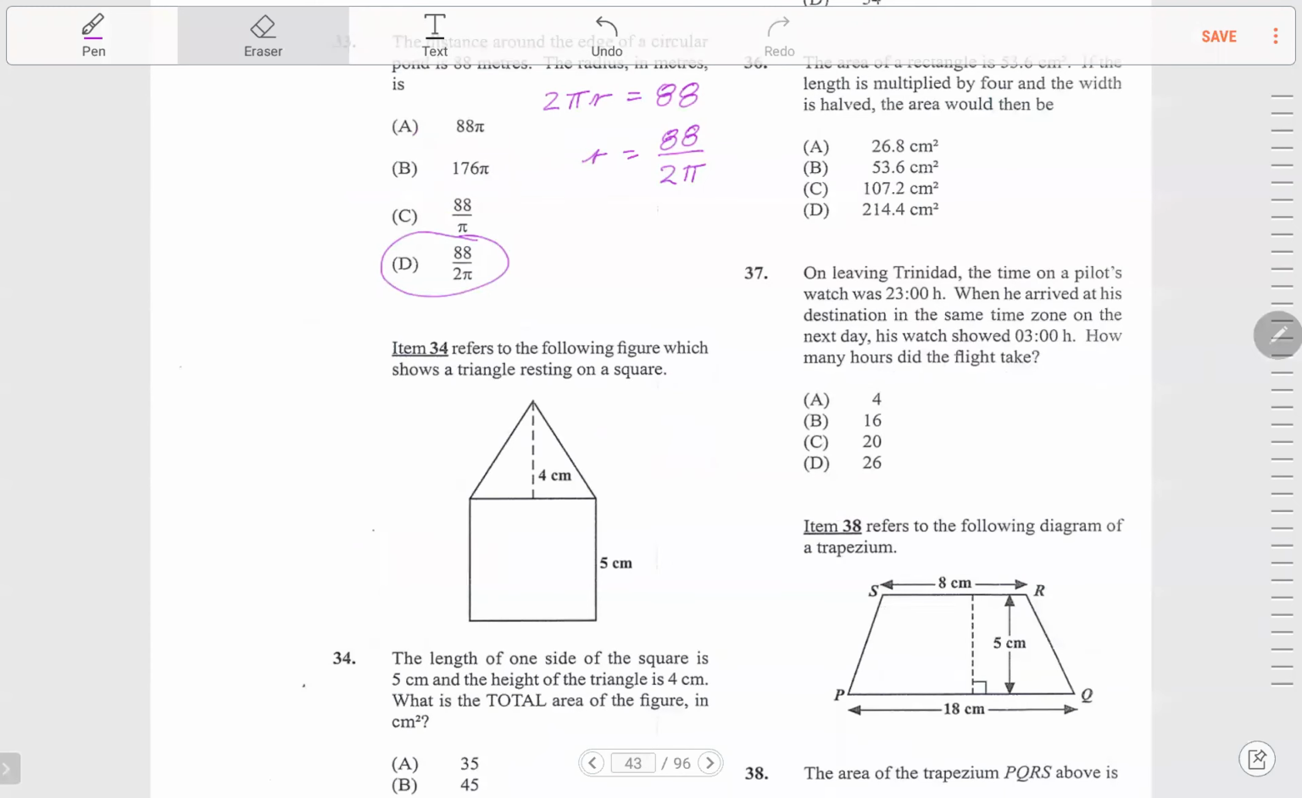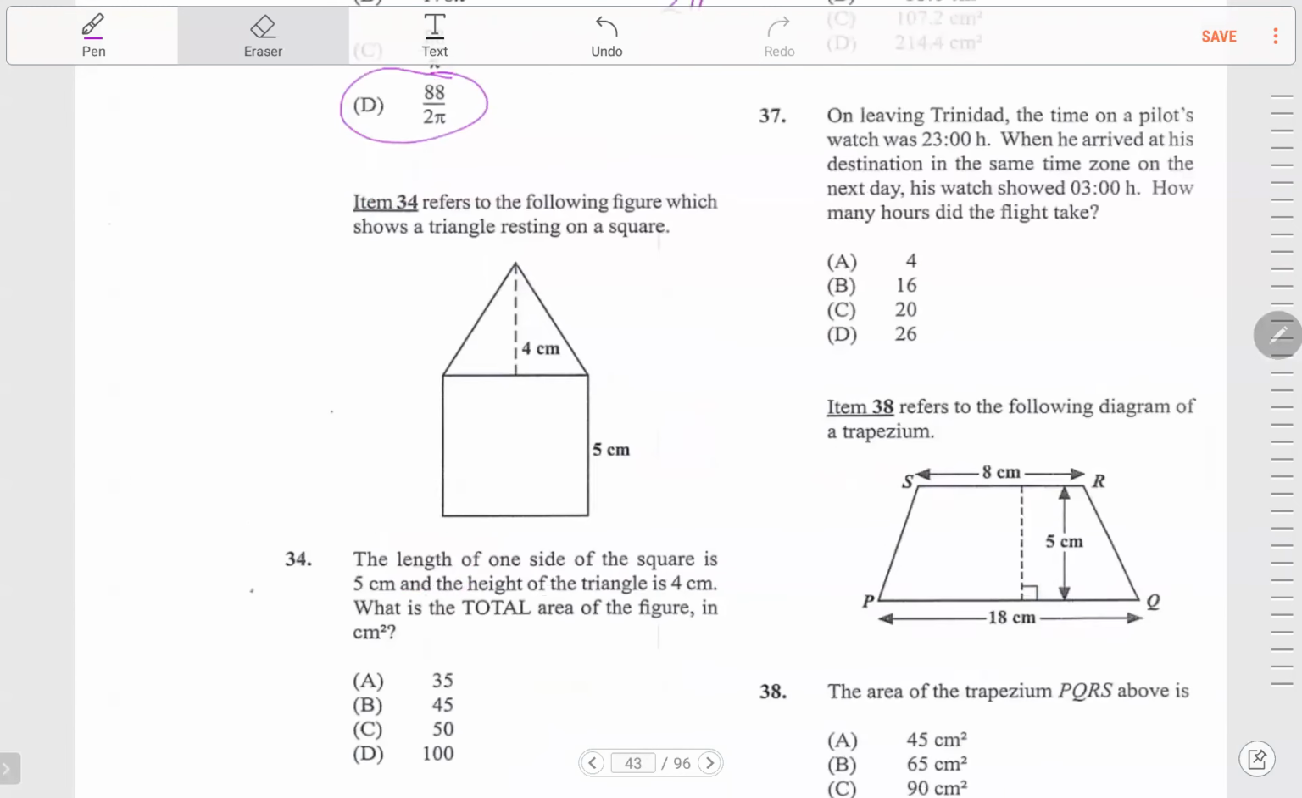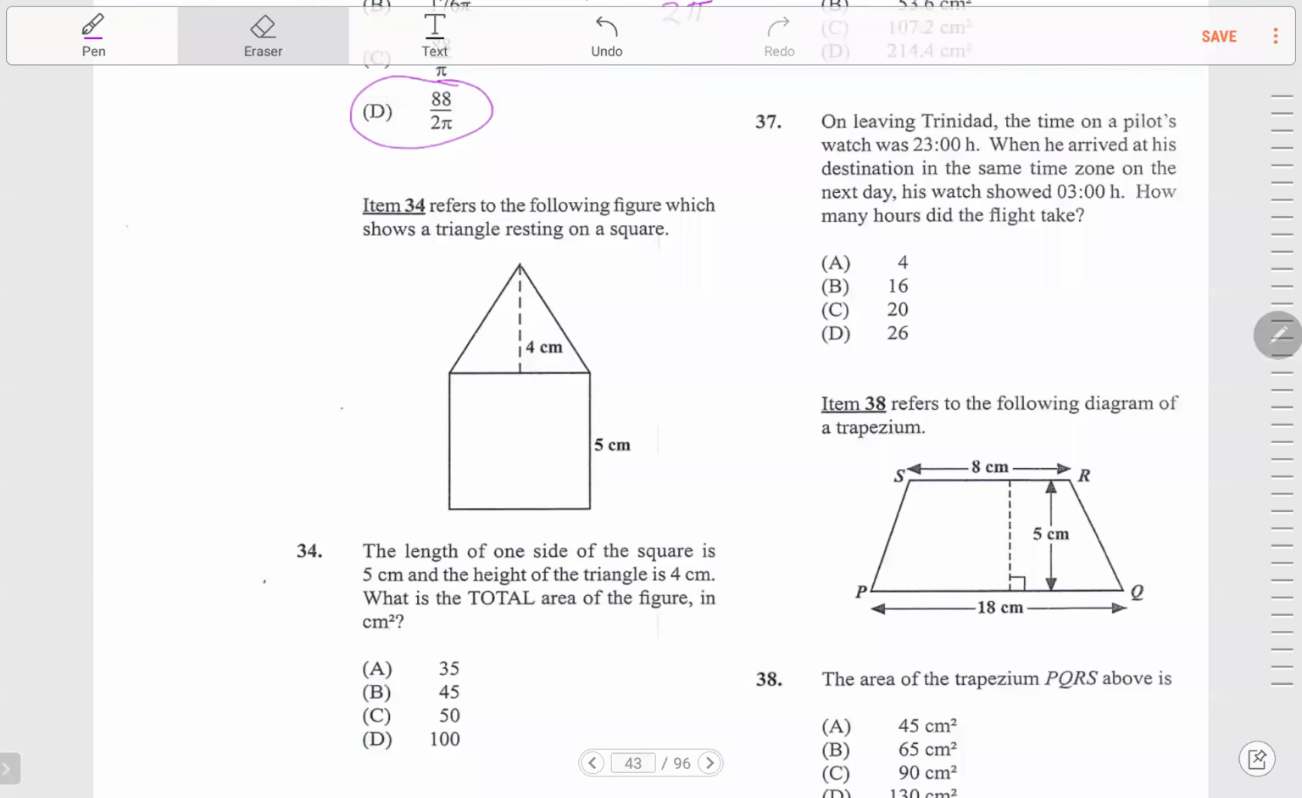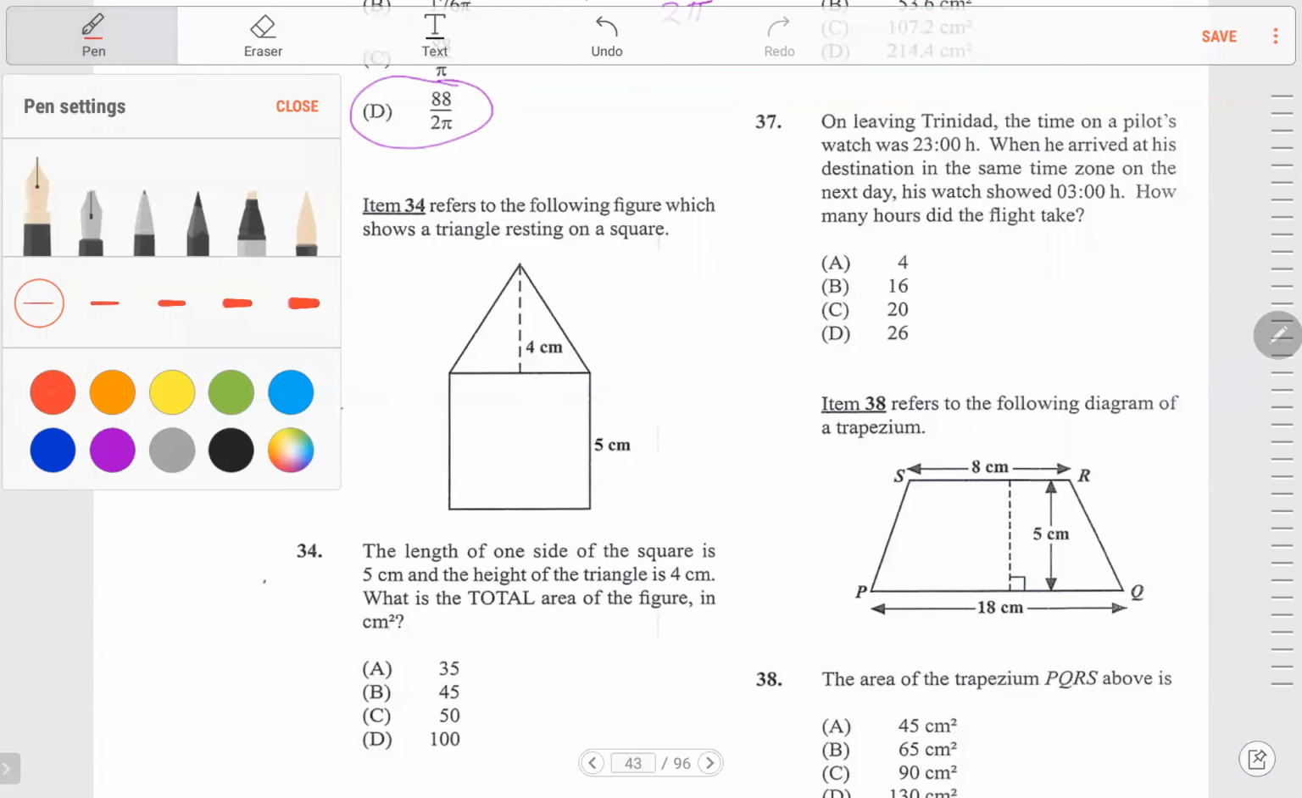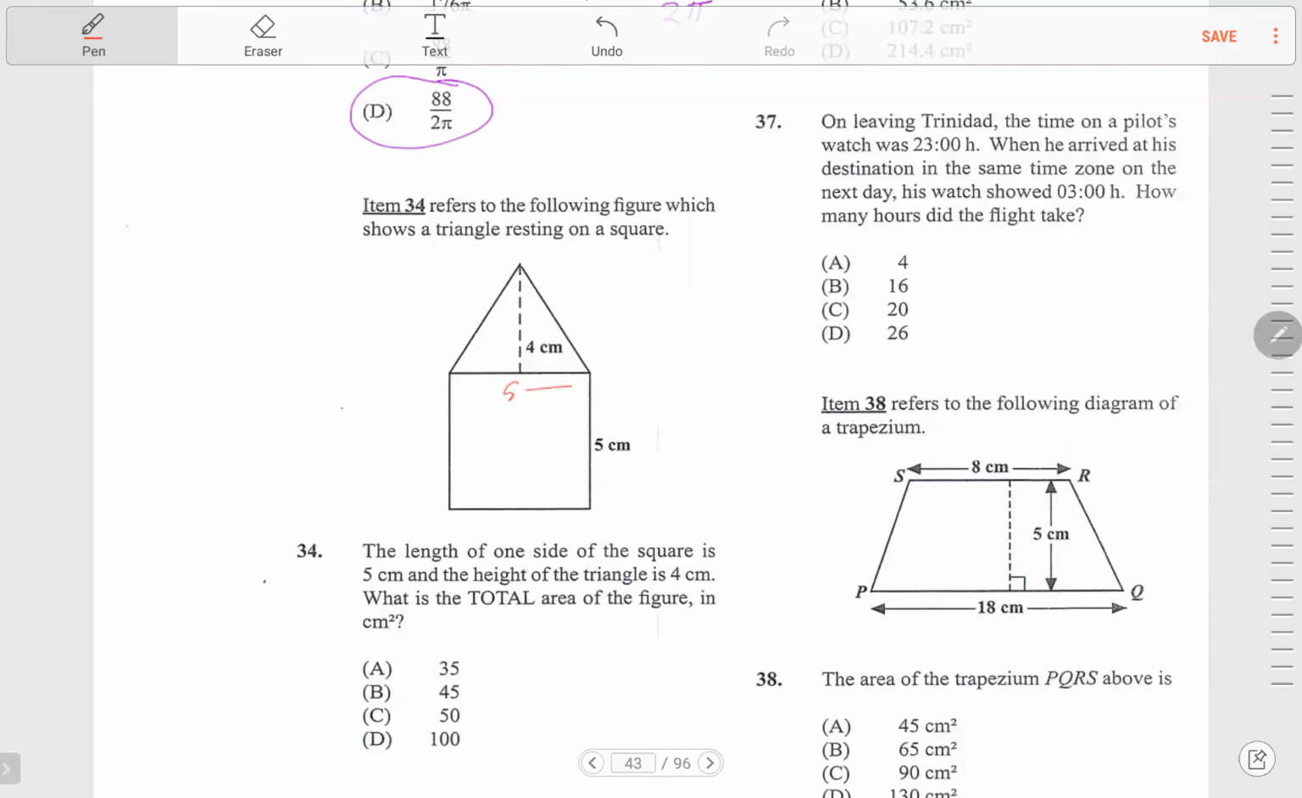next question. The next question gives us this diagram. It's a figure with a triangle resting on a square. So this thing here is a square. If it's a square, it means that this length is also 5, because the triangle's base is 5. The question asks for the total area. The area of the triangle at the top is half the base of 5 times the height of 4. Half base times height. So it's half of 20, which is 10.